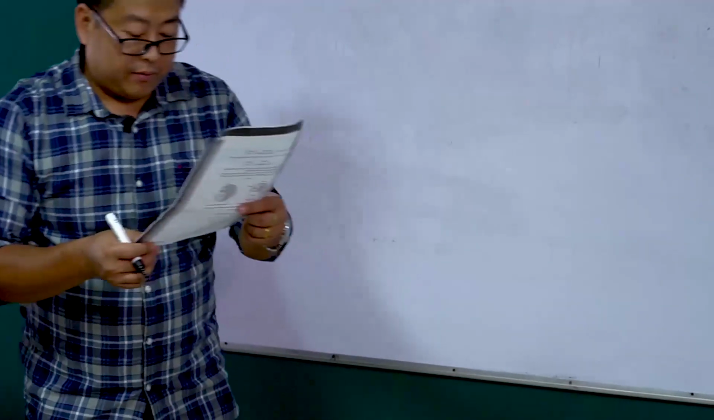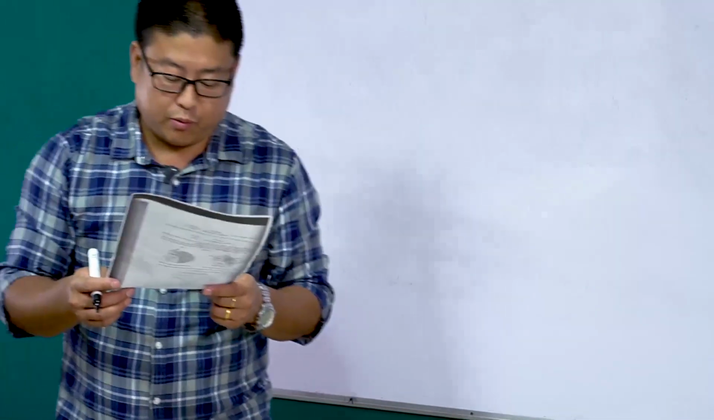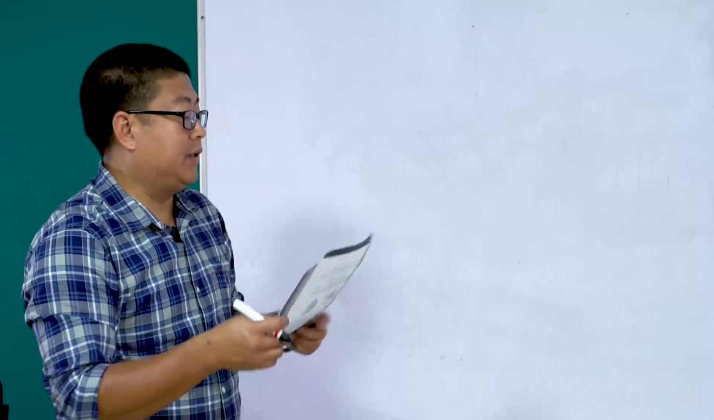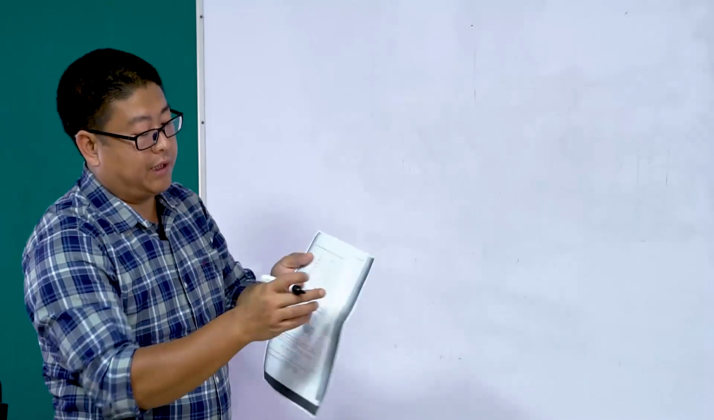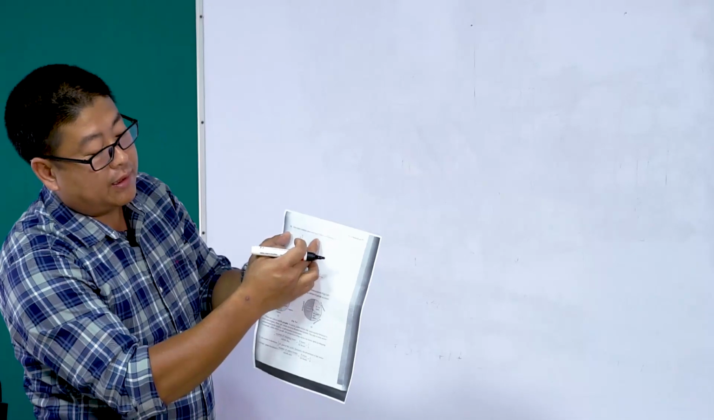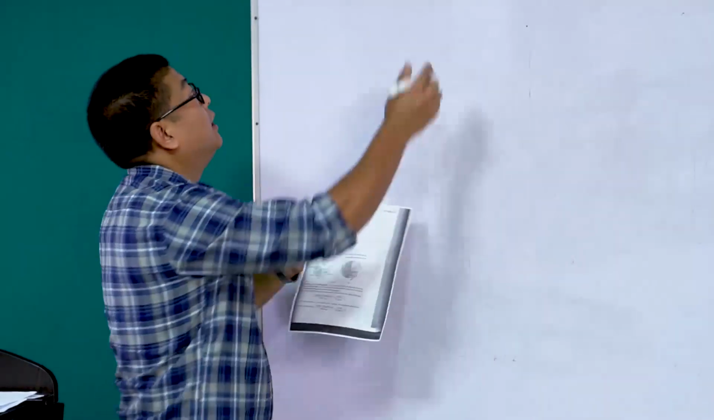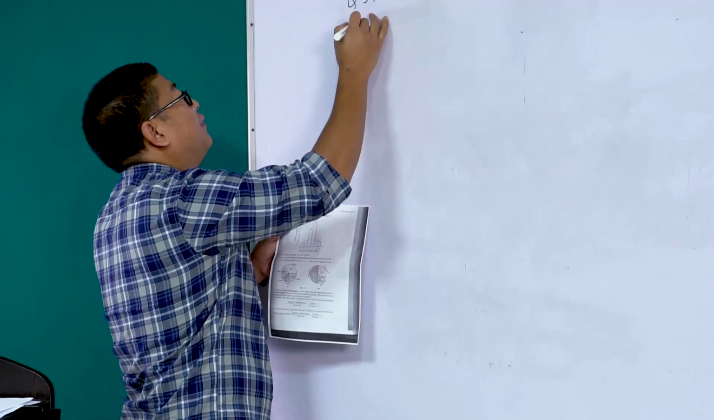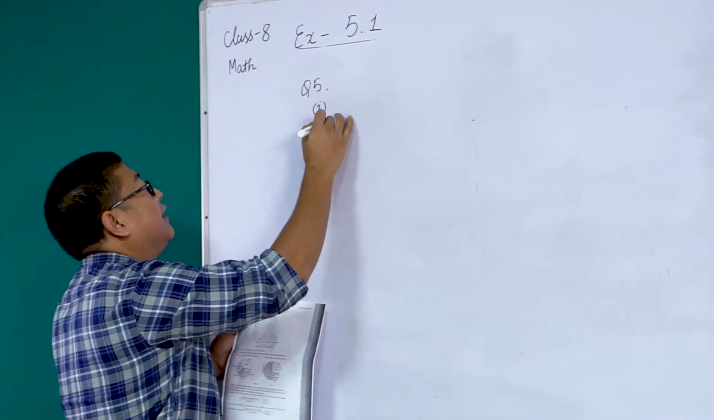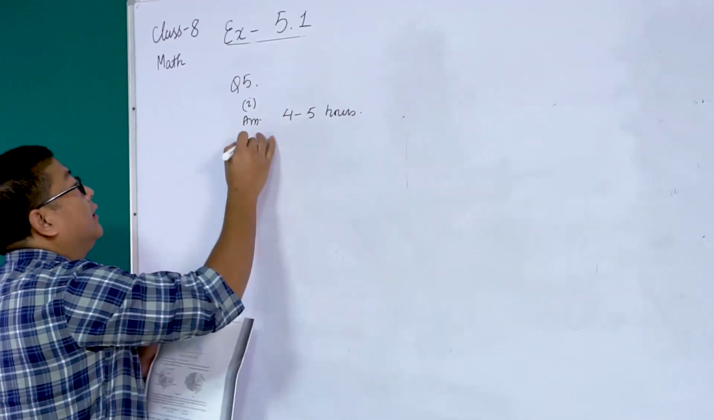Now let's try to answer the questions looking at the graph. Question number 1. For how many hours did the maximum number of students watch TV? Now when you look at this, the maximum number of students who watch TV is 35. It lies between 4 and 5 hours. So the first answer is 4 to 5 hours.